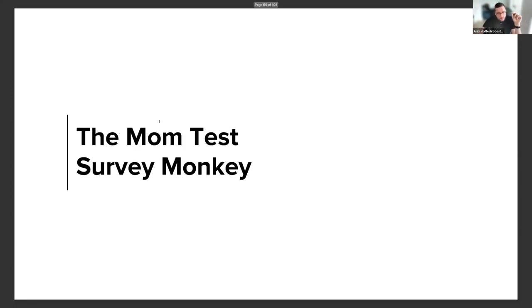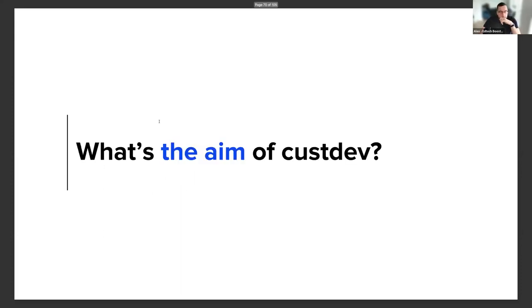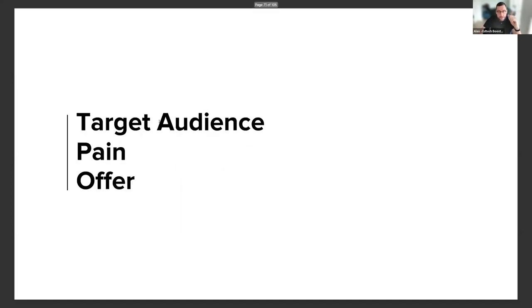What is a custdev? The best way to understand it is to go and read The Mom Test. Just read the book. It's super simple. Read the book and you will understand. And then use SurveyMonkey or live interviews with your potential target audience, with your potential clients. It is important to understand the aim of custdev. The aim of custdev is to understand fully who your target audience is, what the pain of these people is, and what offer or what solution you should give them.